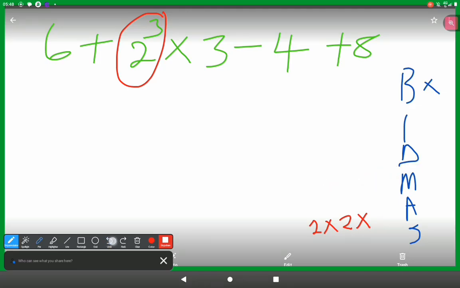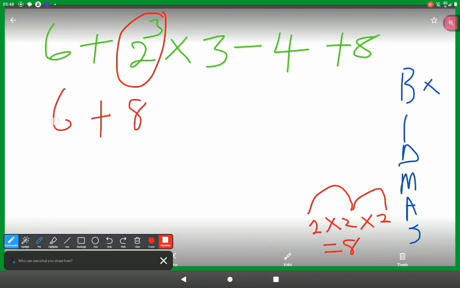Alright. So now 2 power 3 means 2 times 2 times 2. And that will give us 2 times 2 is 4. Then 4 times 2 is 8. So that means 2 by the power of 3 will give me 8. So I'll put down my 8, put down the plus sign, put down the 6, put down the times, put down the 3, put down the minus 4, then plus 8.